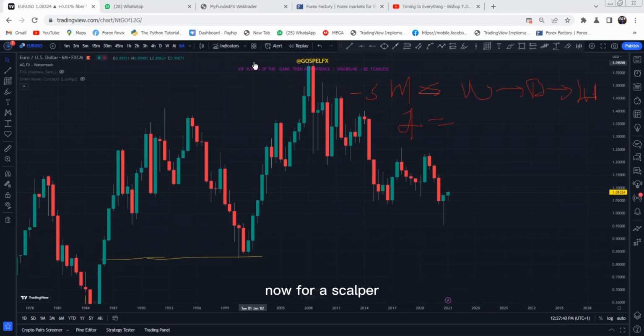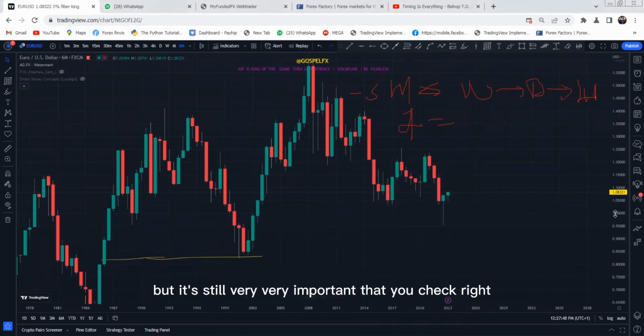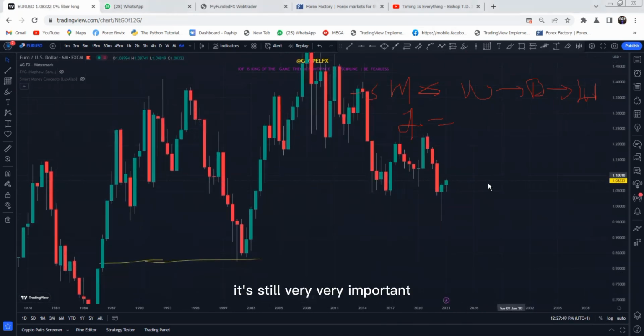Now, for a scalper, you will not actually need to look at a higher time frame up to like 6 months like I did here, but it's still very, very important that you check, because you need to know why price is doing what it's doing at any point in time. For example, here the market dropped down. Let me clear my drawings.